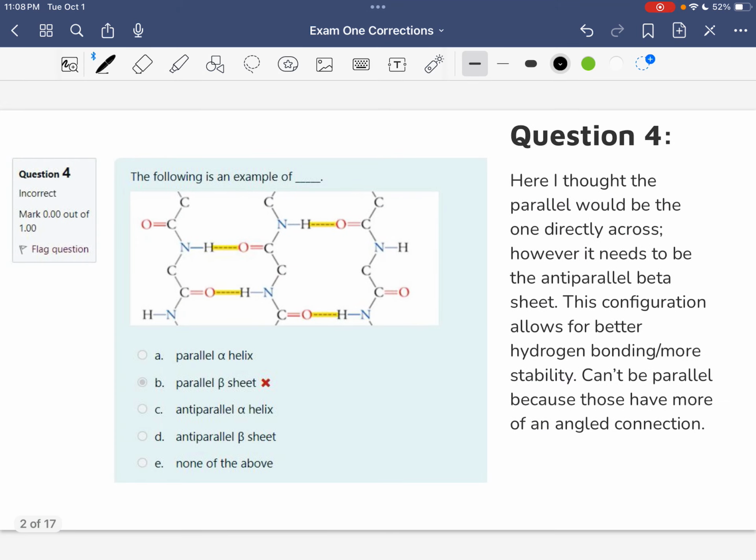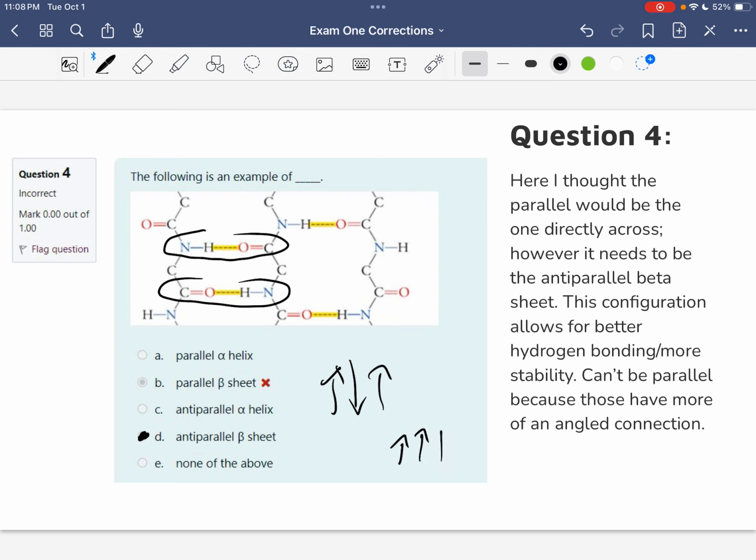For this first one, I wasn't looking carefully enough, but these are going to be anti-parallel beta sheets because of that bond form. So when we're thinking about it, the strips are basically going like this, so the bonds line up, whereas in the parallel sheet, they are going all the same direction, and so they form bonds that are kind of angled like that.